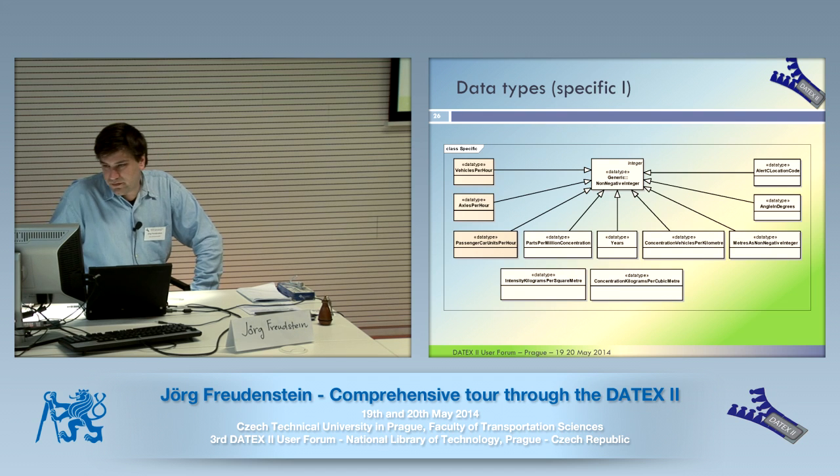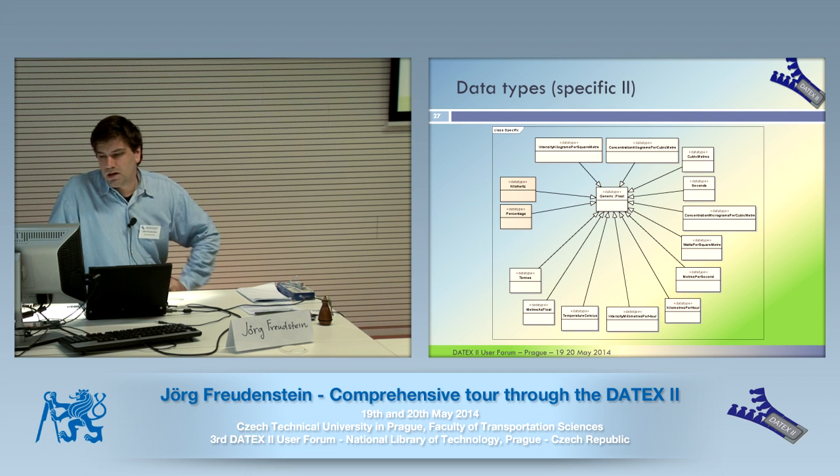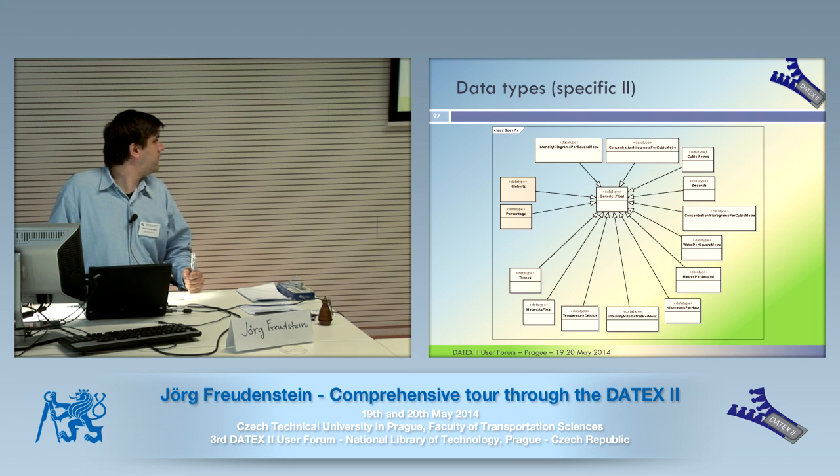We have specific data types of different kinds. You see these are things which are needed in the surrounding of traffic data: vehicles per hour, axles per hour, and so on. In this case, they are non-negative integers. We have other ones which are floats, as you can see here: kilohertz, tons, meters as floats, etc.